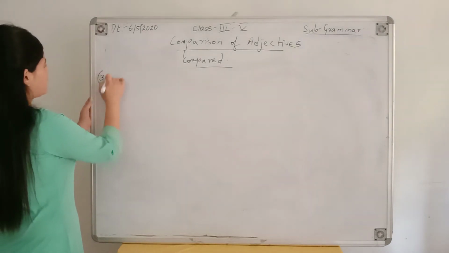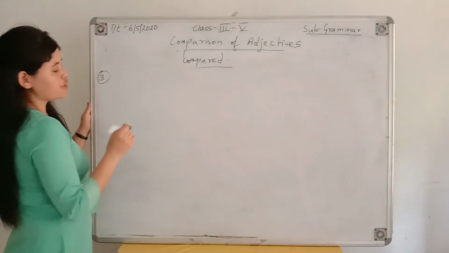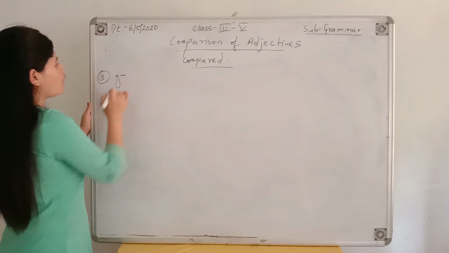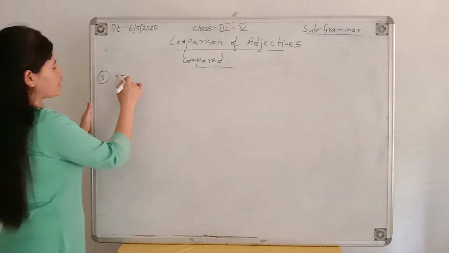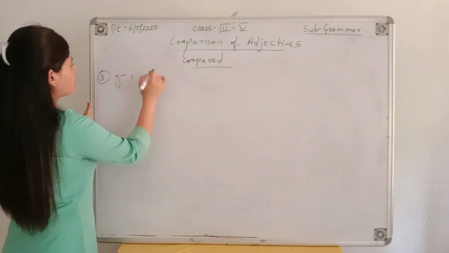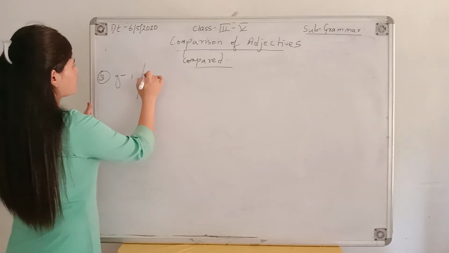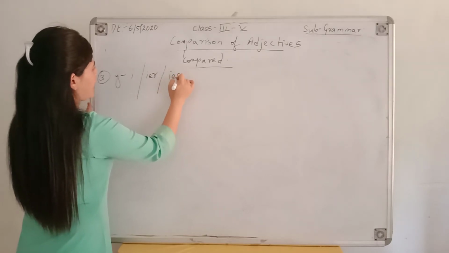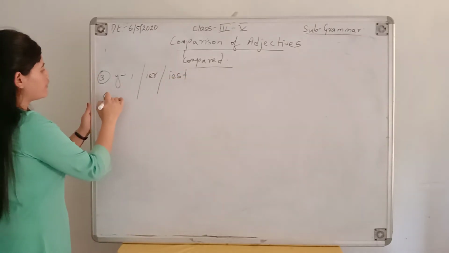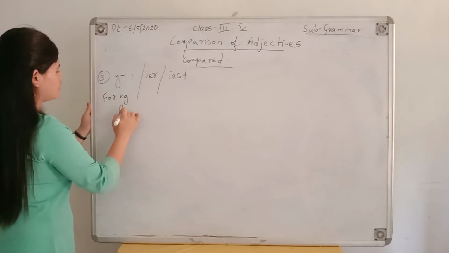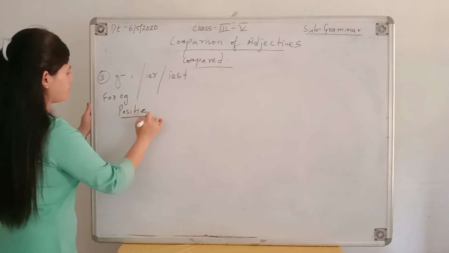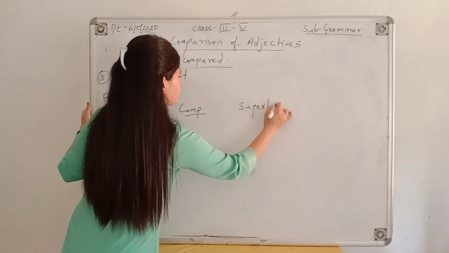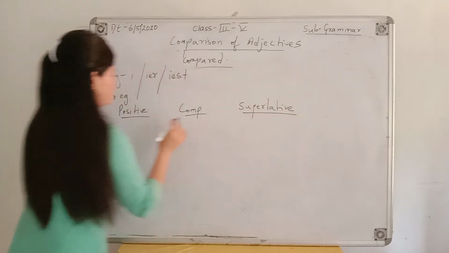So now this is number three. How are we going to change it in number three? If your word is ending with y, your y will change into i. And after that, in comparative, we will add ier, and in superlative, we will add iest. For example, positive, comparative and superlative.